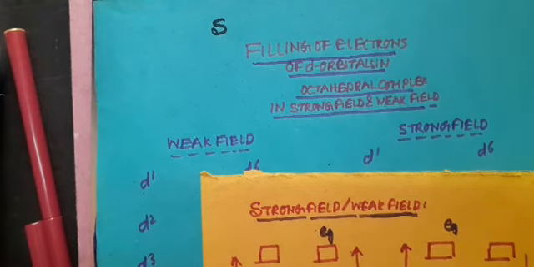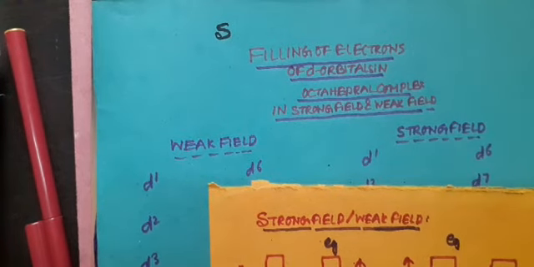Before filling electrons in the d orbitals of octahedral complexes, in the T2G and EG sets after the splitting, it is important to note that in the case of a weak field, filling of electrons takes place according to Hund's rule, which means electrons are first singly filled in all the orbitals, then they get paired up. Whereas in the case of a strong field ligand, electrons are first paired up in the T2G set of orbitals. Let's start with the weak field.